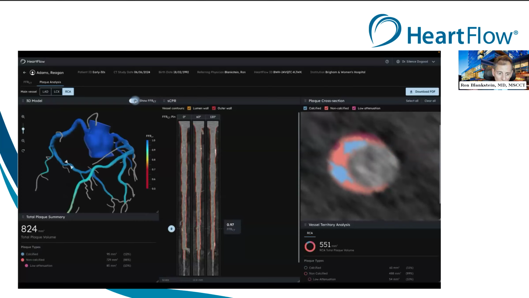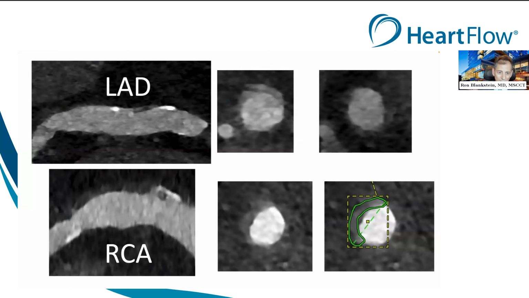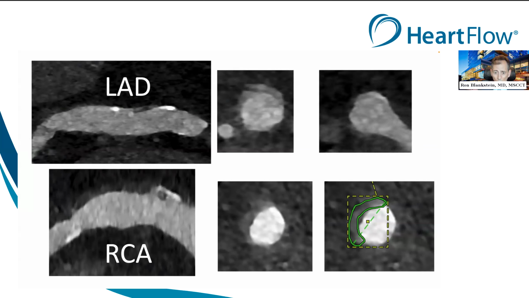So if we actually go back and look at the images in this specific case, here on the top is the LAD, on the bottom is the RCA. We can actually see this low attenuation plaque. It's a little fuzzy looking, but as we're doing the equivalent of a pullback through the LAD on this image here, we can see circumferential plaque in some of these portions, and we see extensive non-calcified plaque.